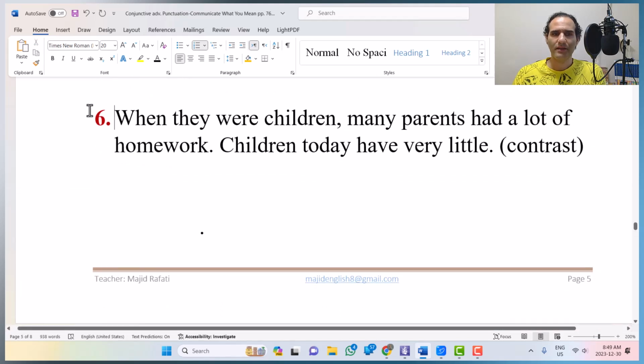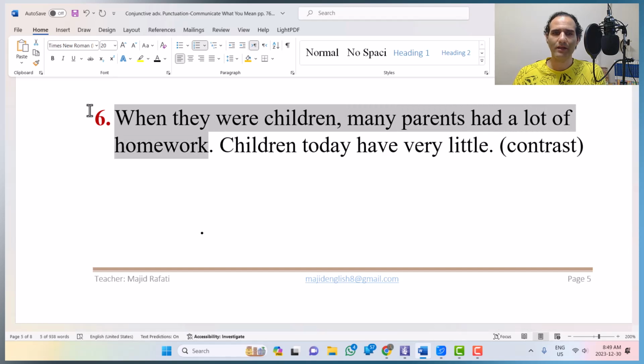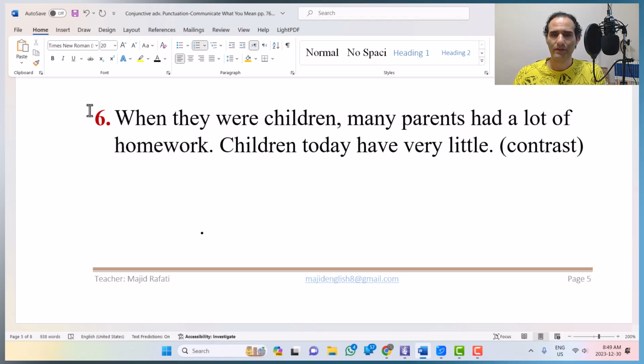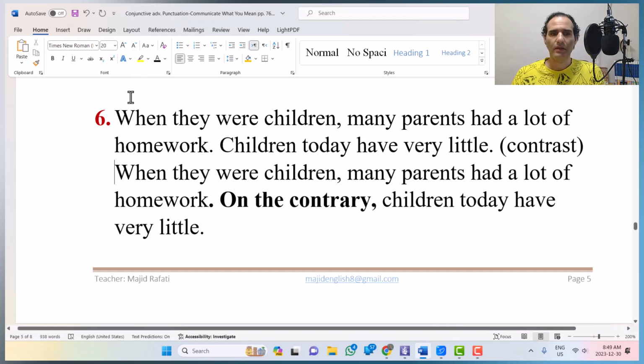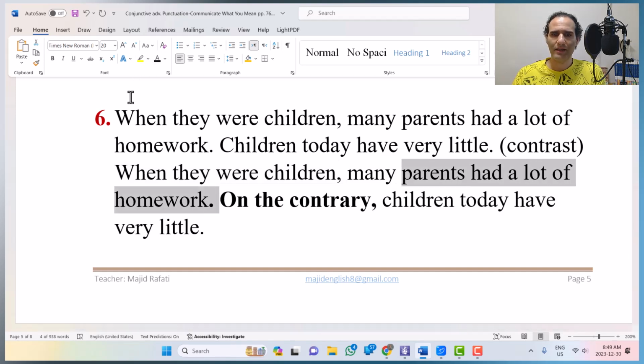Number 6, when they were children, many parents had a lot of homework. Homework is a non-count noun, so no S, no pluralization. Children today have very little in contrast. However, nevertheless, on the contrary, when they were children, many parents had a lot of homework.